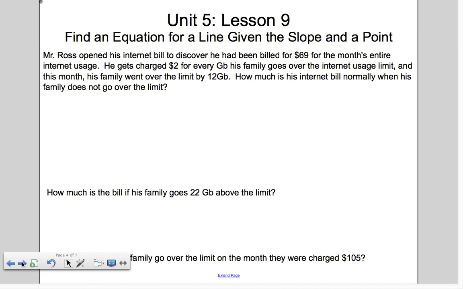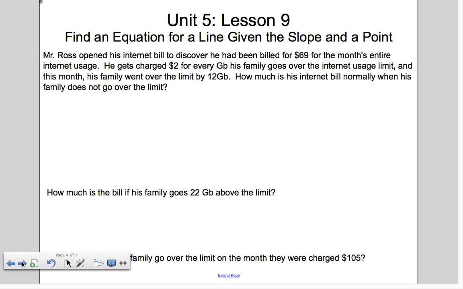Mr. Ross opened his internet bill and discovered it had been billed for $69 for the month's entire internet usage. He flipped out. He gets charged $2 for every gigabyte his family goes over the internet usage. And this month, a certain child of his, who will go nameless, went over the limit by 12 gigabytes.